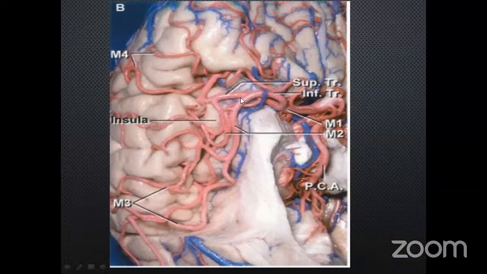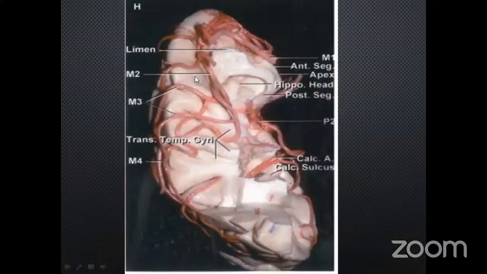So this is again the same picture showing the M3 and M4 segments. This is the M2 running in the insula and it becomes the M3 segment at the circular sulcus. This picture is again showing the limen insula where M1 takes a 90 degree turn and becomes the M2, and then at the circular sulcus it becomes the M3, and then these branches go towards the cortical surface and become the M4 segment of the MCA.